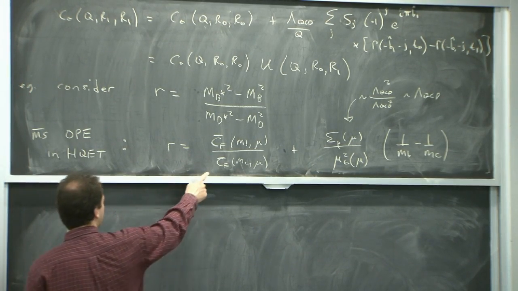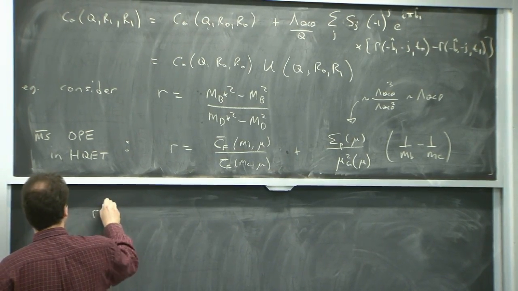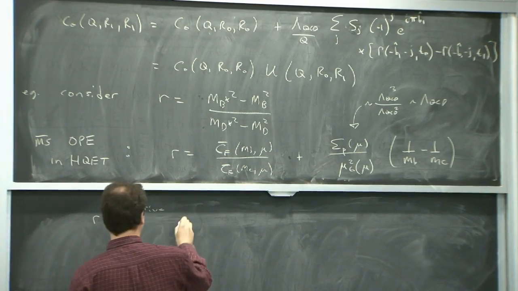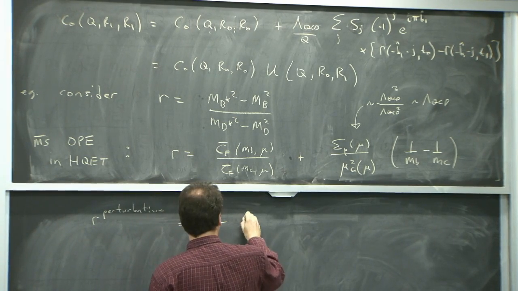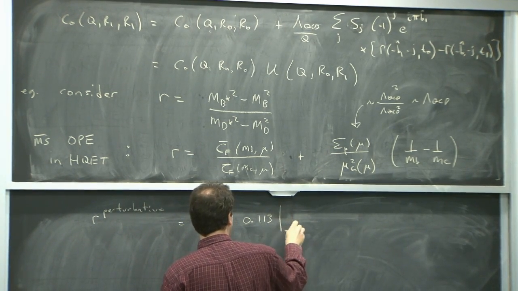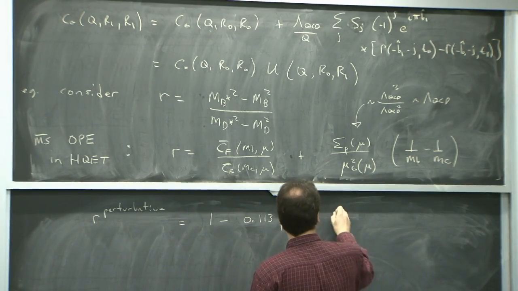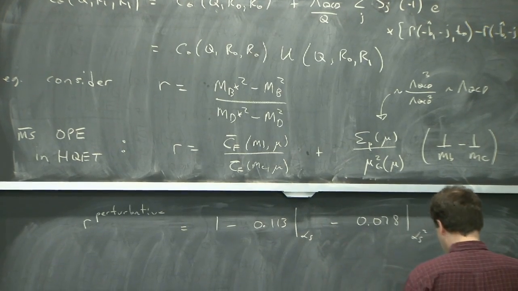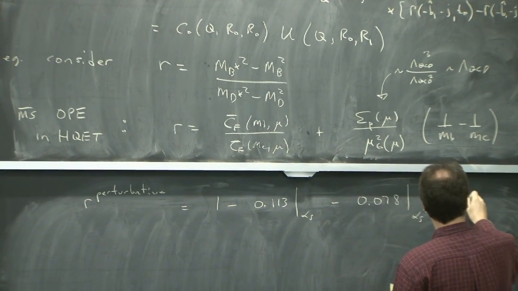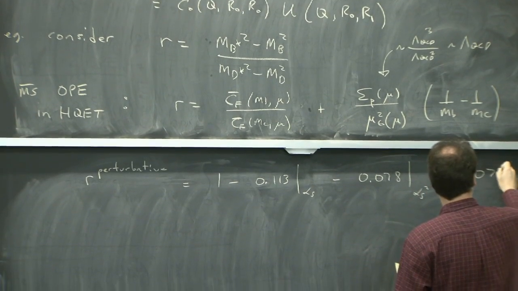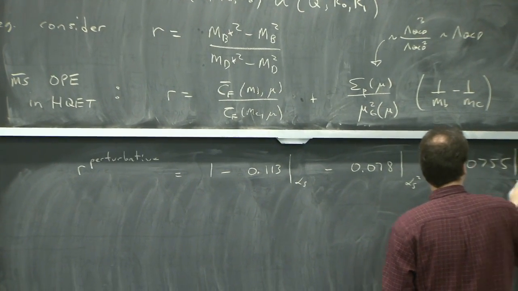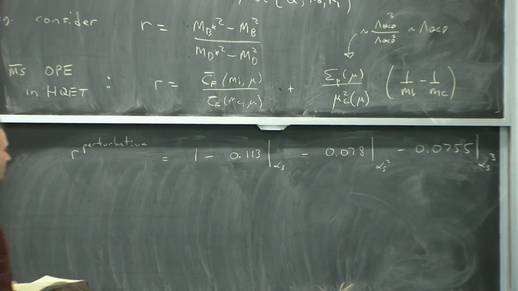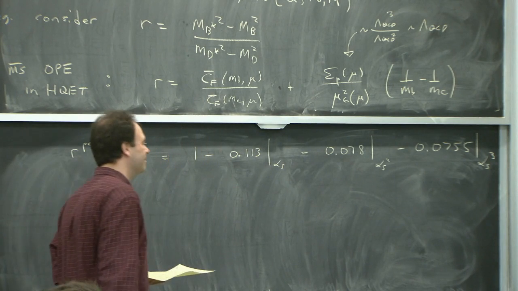So what happens if I think about this perturbative result at higher orders? People have actually calculated that coefficient to three-loop order. And here's what it looks like. At order alpha, you get minus 0.113. At order alpha squared, you get minus 0.078. And then you get another minus 0.0755 at alpha cubed. It doesn't look so pretty. Each order that you calculate is giving you a correction about the same size as the previous order.